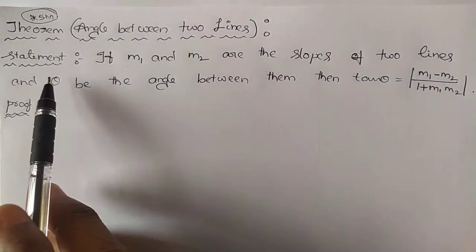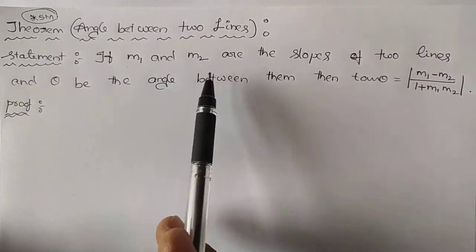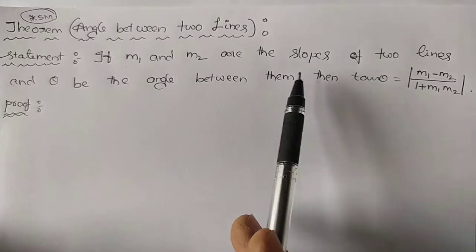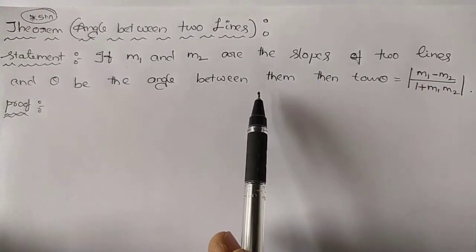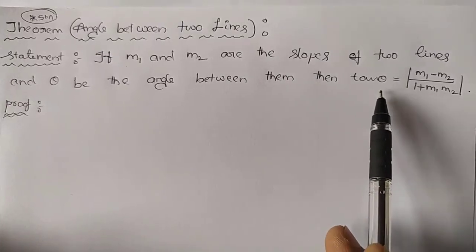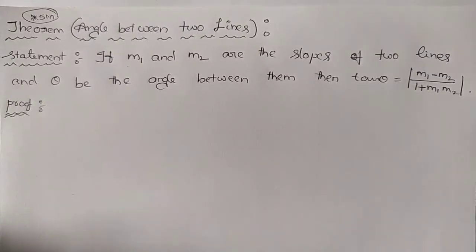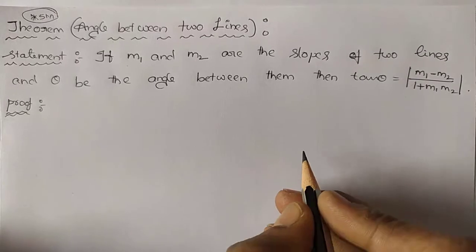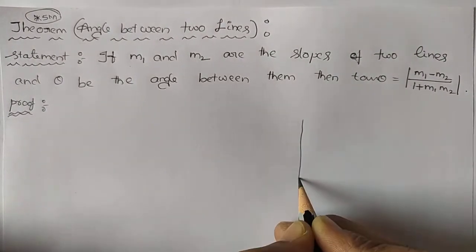See the statement of the theorem. If m1 and m2 are the slopes of two lines and theta is the angle between them, then tan theta equals modulus of (m1 minus m2) divided by (1 plus m1 m2). Let us prove.